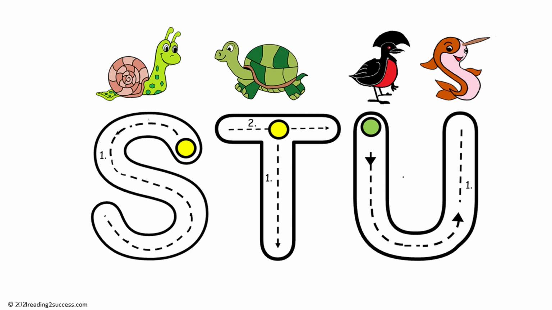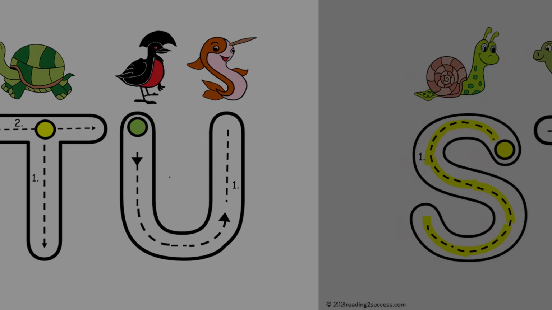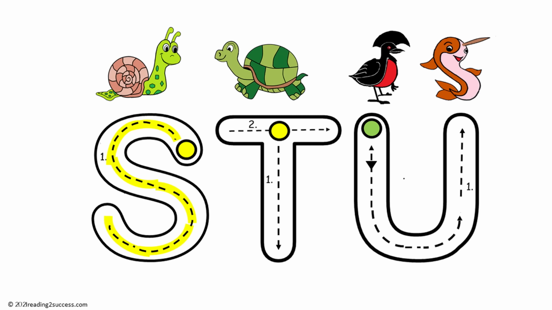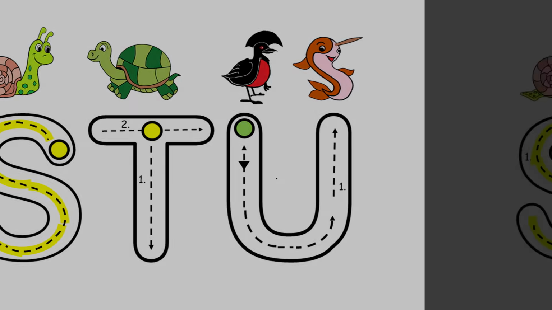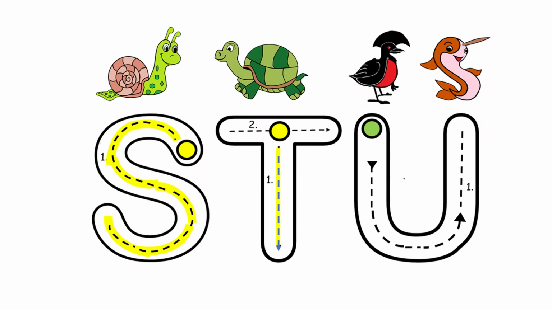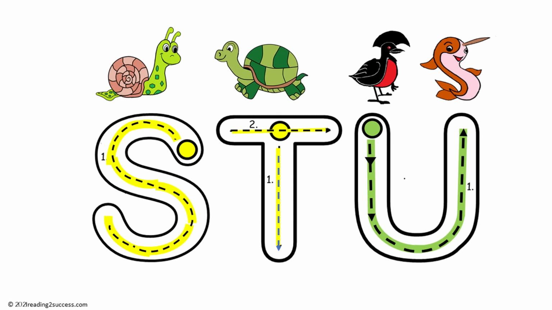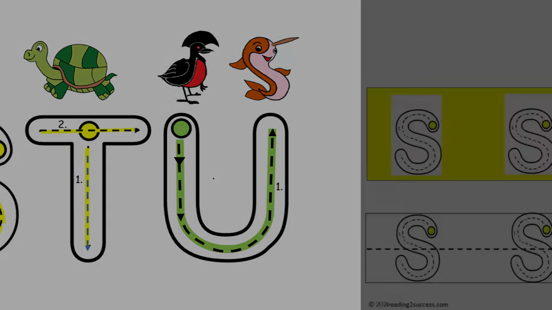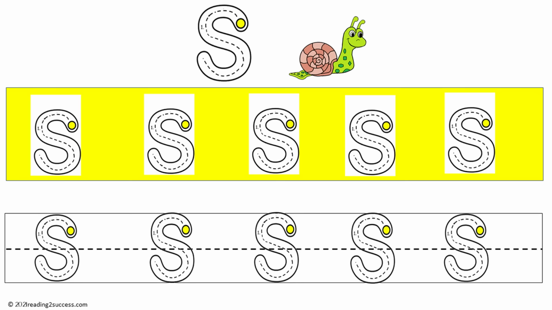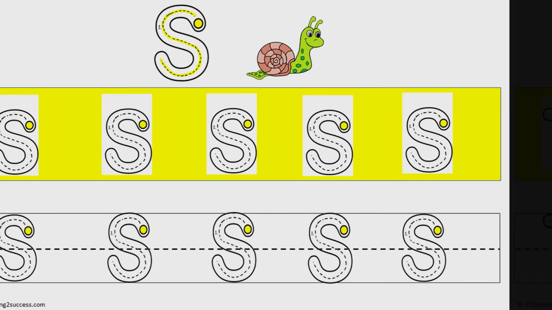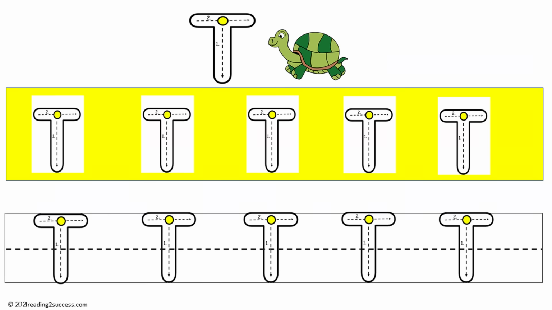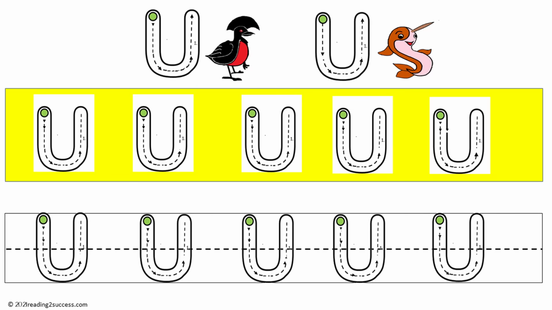The letter S has one part. The letter T has two parts, part 1 and part 2. And the letter U has one part. Now have kids complete the practice pages for letter S and letter T and letter U.